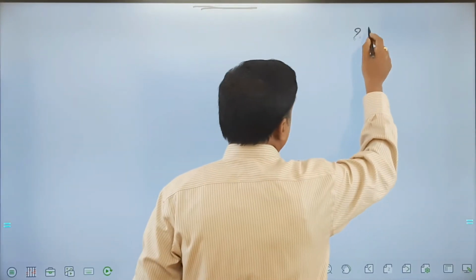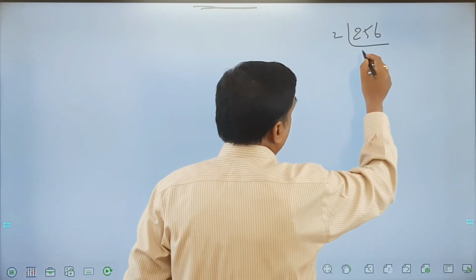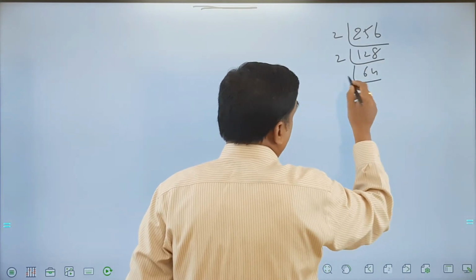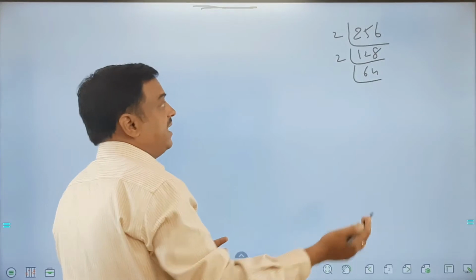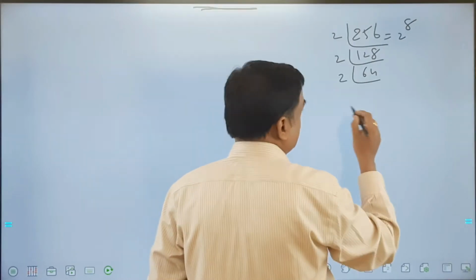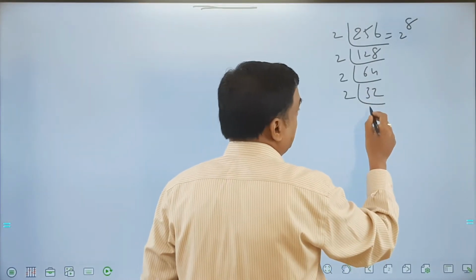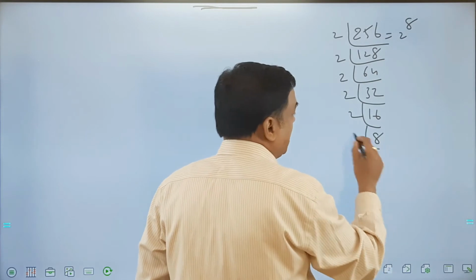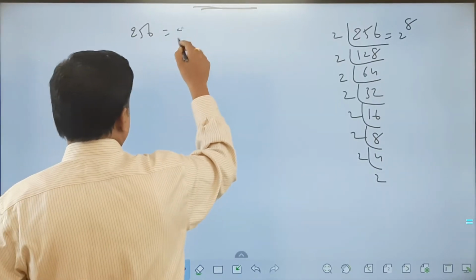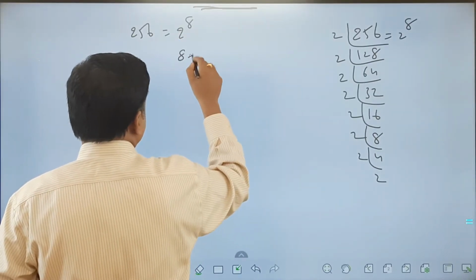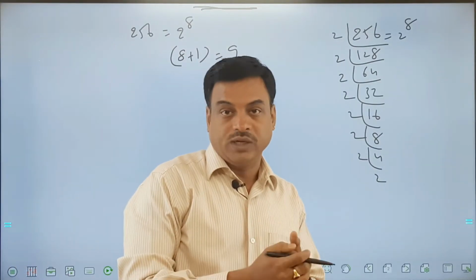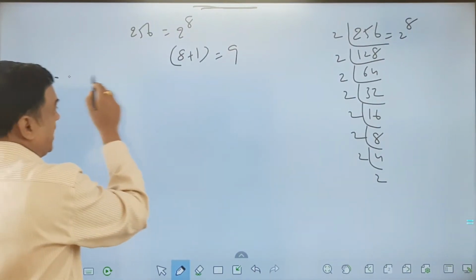For example, if I say 256, I'll divide this by 2, it is 128, by 2 again it is 64. And if you have an idea directly, I can say this is nothing but 2 power 8, or else please do this once. 32, then 16, then 8, then 4, then 2. So I got 256 as 2 to the power of 8. So the total number of factors is 8 plus 1, which is 9. So 256 will have 9 factors in total.